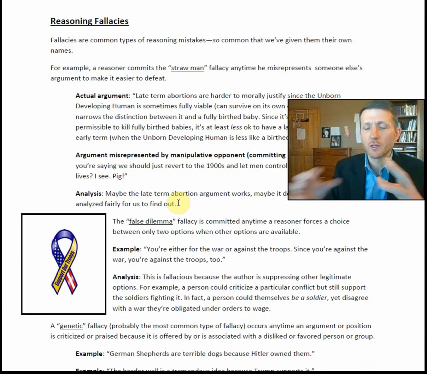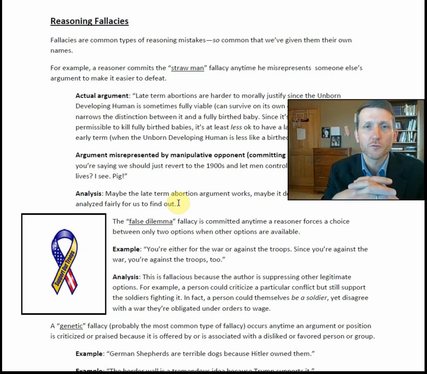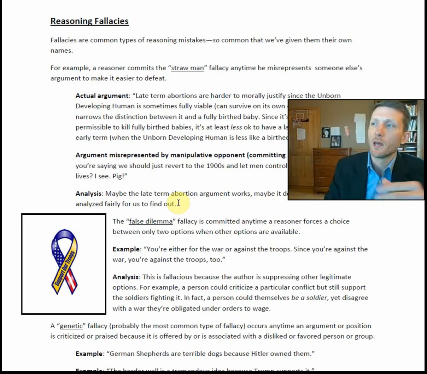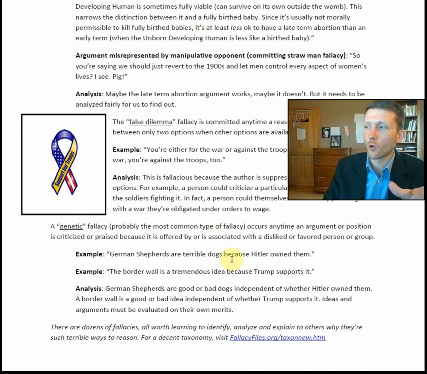There are some mistakes in informal logic and critical thinking and argument construction and evaluation that are so common that philosophers have given them their own names. And please review these, and you can review a lot more of them at fallacyfiles.org, and you can see a hyperlink to that website and to a taxonomy of various fallacies here at the bottom of the particular page.